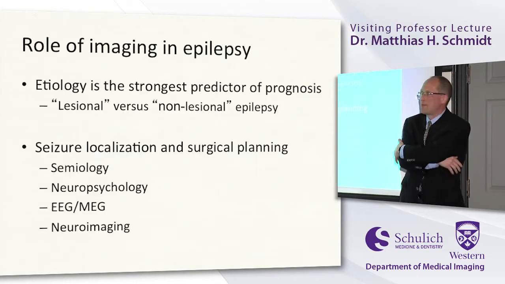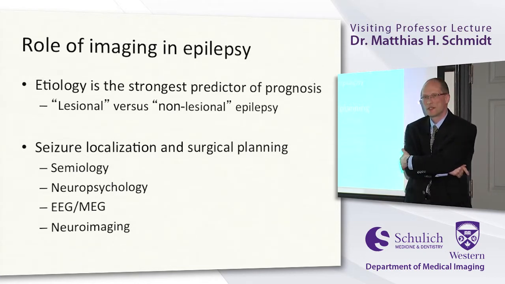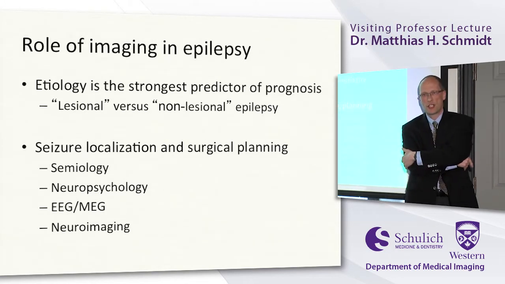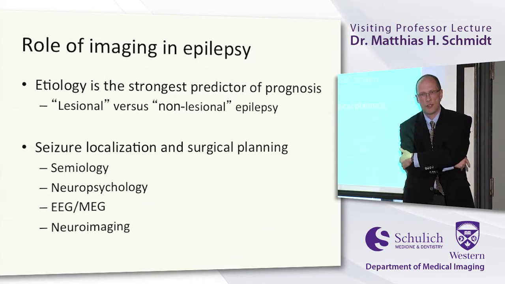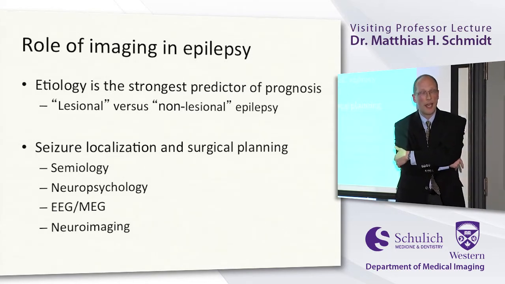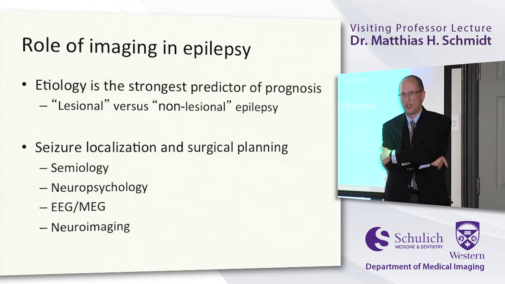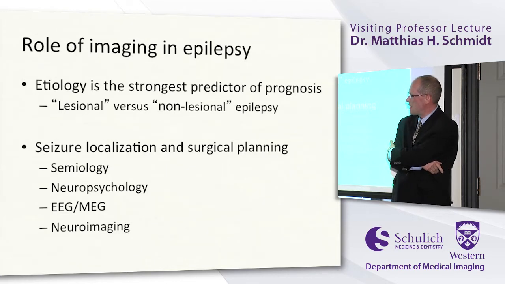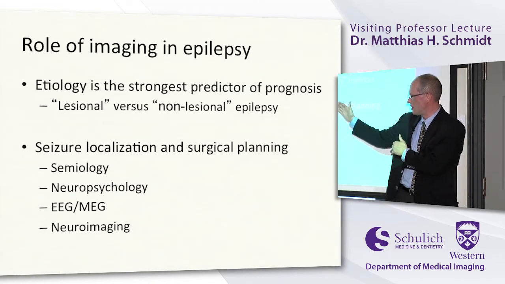So the role of imaging in epilepsy. Etiology is the strongest predictor of prognosis. Lesional epilepsy has a very different implication as opposed to non-lesional epilepsy. First of all, lesional epilepsy is difficult to control pharmacologically. And second, if you can resect a demonstrable lesion, you are much more likely to do well than if you can't. And of course, we use imaging to help localize seizures along with history and with EEG, and we use it in surgical planning.